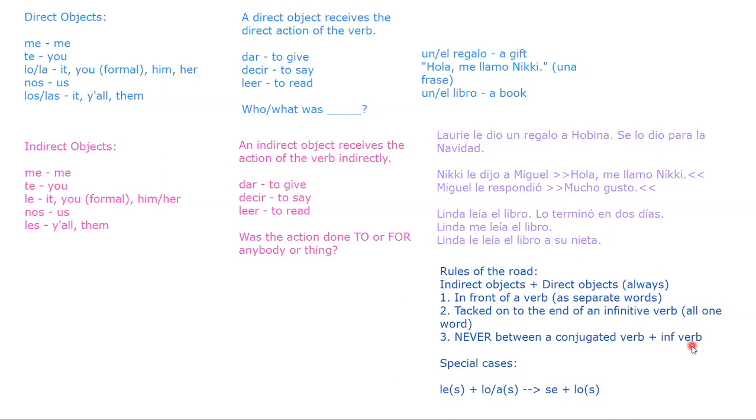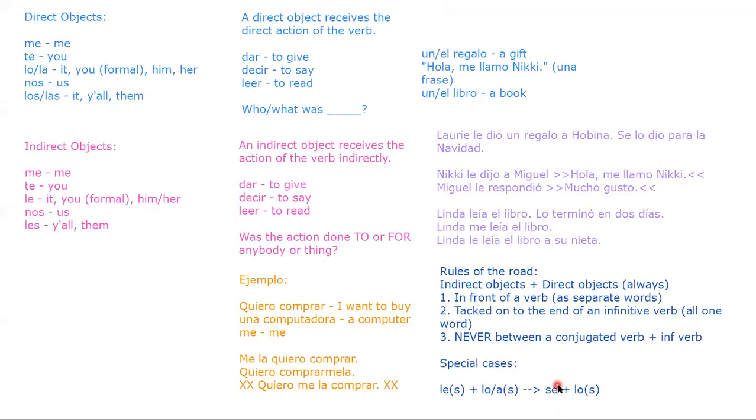That's something that comes up when you have a verb combination, like puedo tener, quiero ir. Those 2 verbs go together. The first one's conjugated, the second one's not. You can't put indirect and direct objects between those verbs. You've got to either put it in front of the conjugated verb, in front of both verbs, or tack it on to the end of your infinitive. All right, let's come up with a couple of final examples.